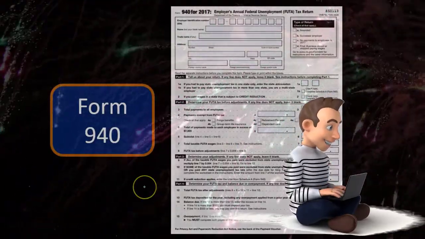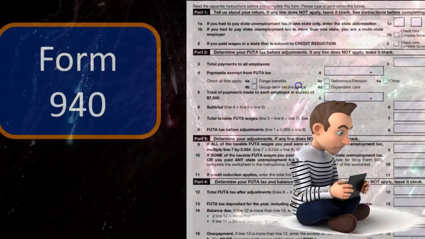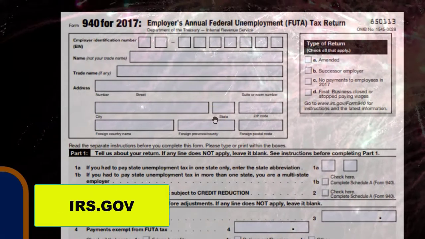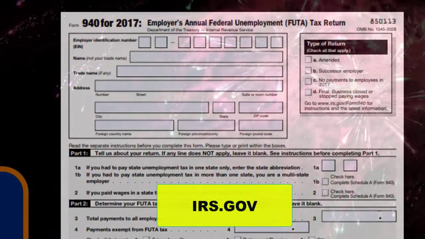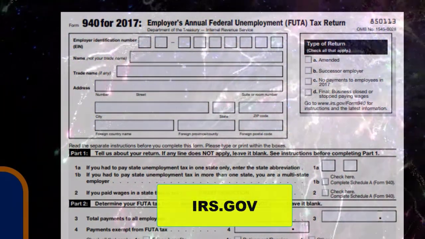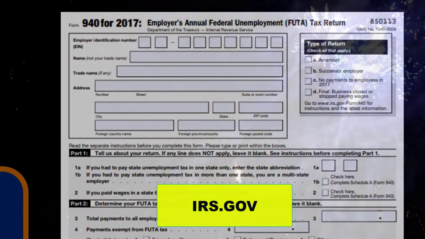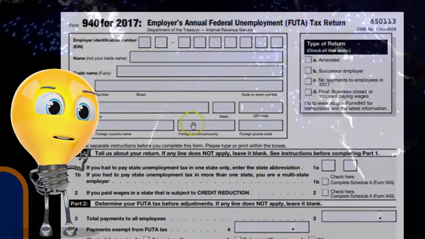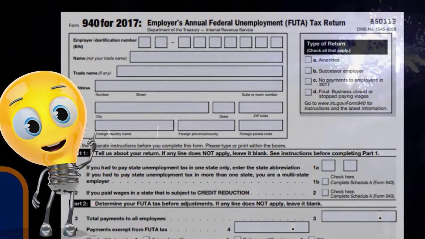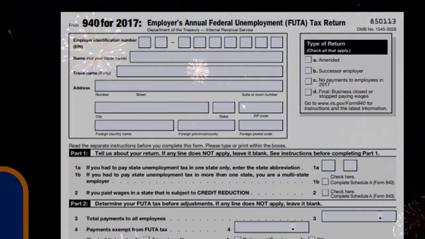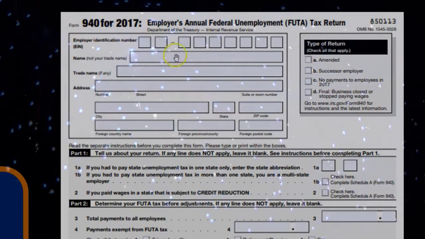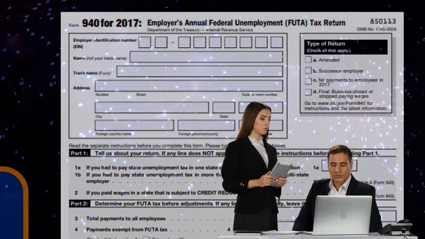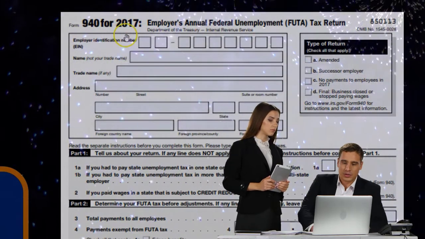So the 940 will look something like this. Again, you can get this from the IRS. Just go to irs.gov, look up the forms, look up Form 940, and you can get an idea of what the 940 looks like. It'll be pretty much the same typically from year to year, but we do want to make sure that if there are any changes to any rates or anything, they will be reflected in the newest form. So we want to make sure that whatever you're working on, you're downloading the newest form. This is the 2017 form here.